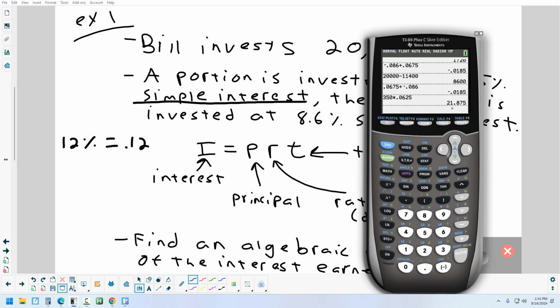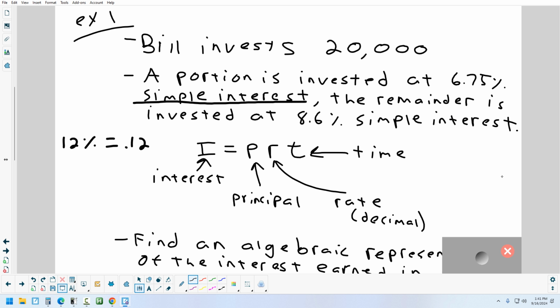All right, so to change a percent to a decimal, all you have to do is move your decimal 2 places to the left. And T, that's the time. It's the amount of time you're going to leave your money in the bank or whatever the investment is.